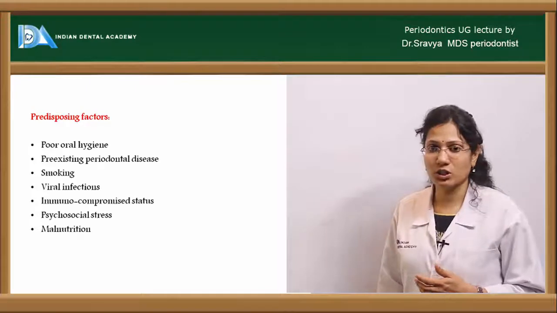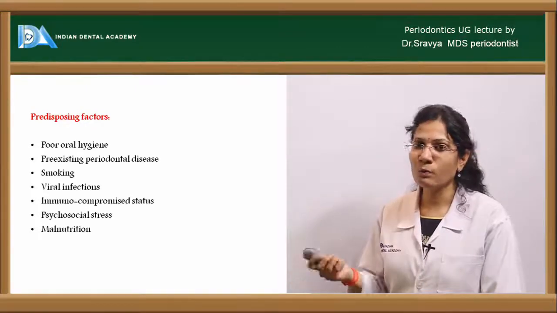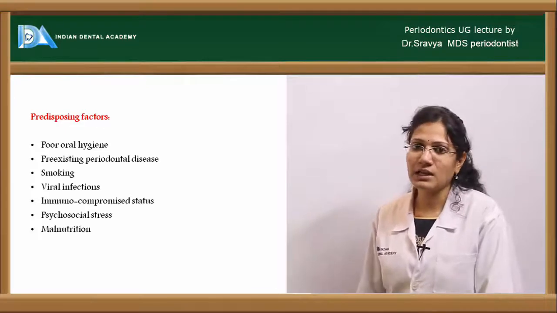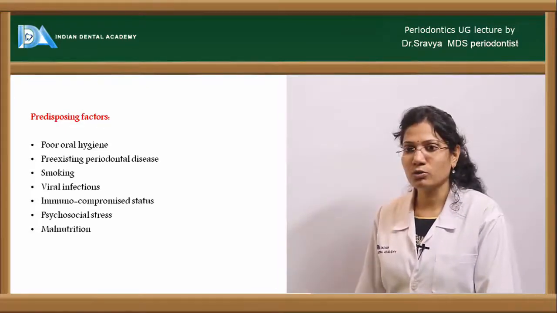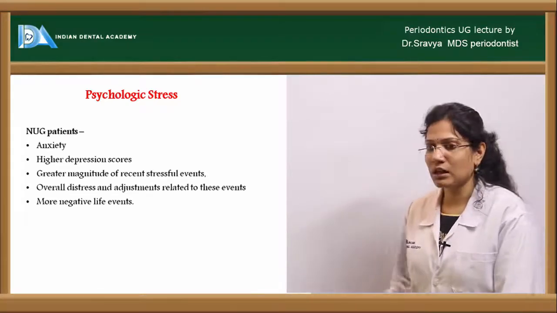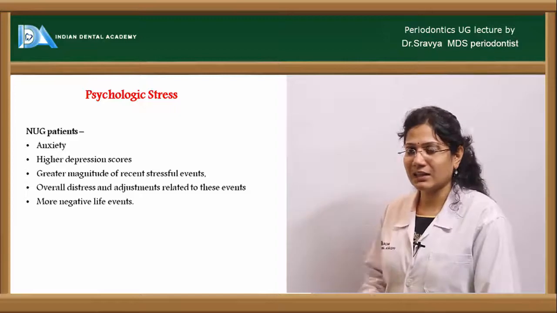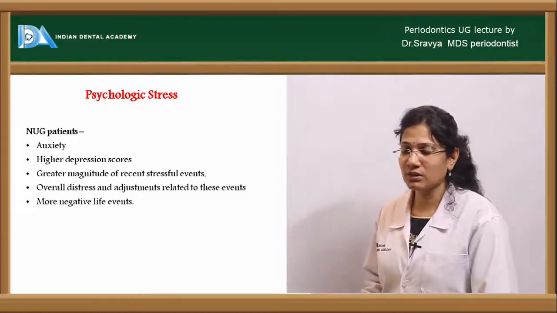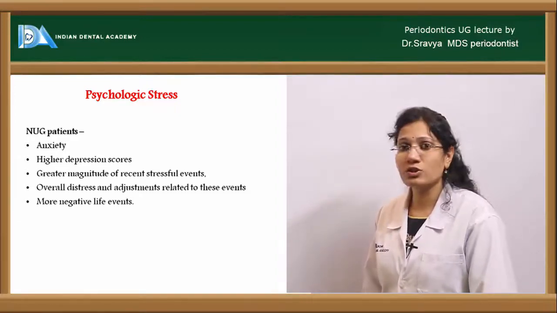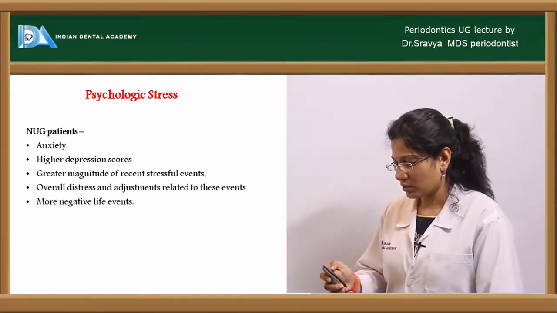So all HIV patients or AIDS patients do have NUP as an important feature. Then psychological stress. Let's see how each one would predispose to NUP in the further slides, and then even malnutrition has been told as a predisposing factor. If you take psychological stress, these patients are usually patients with anxiety or high depression levels, or patients who have had great stressful events, or probably have lost their close ones.